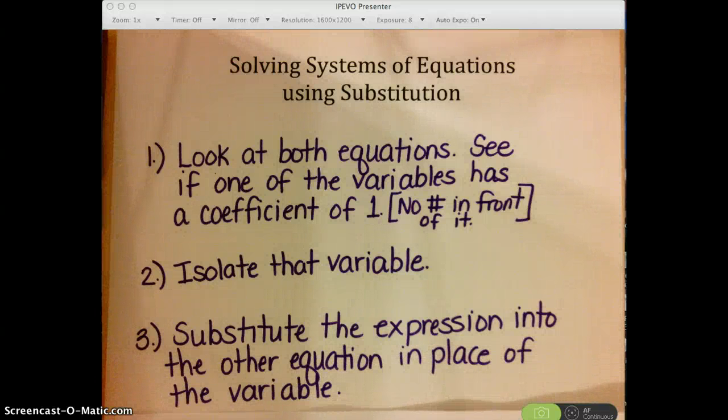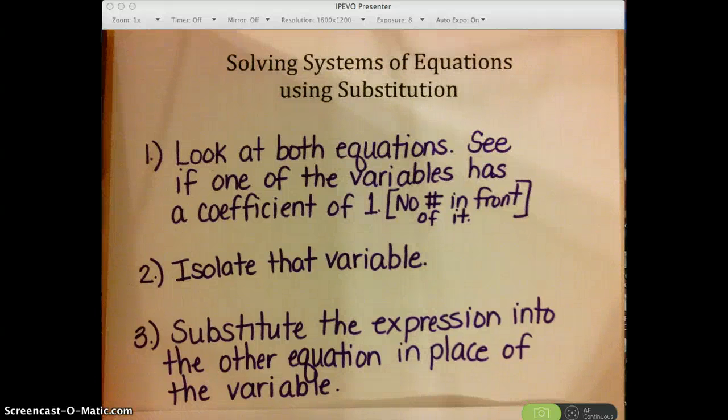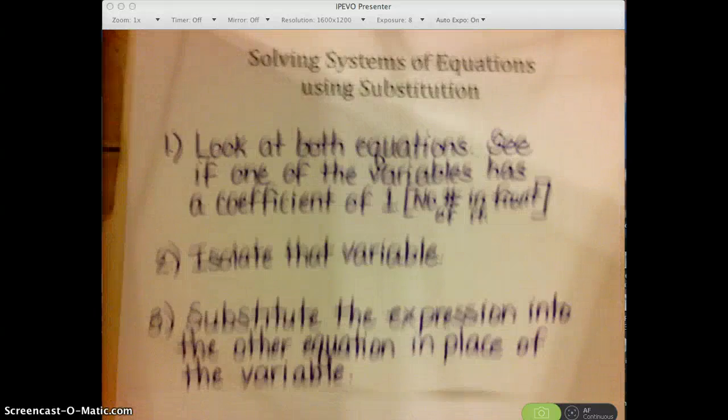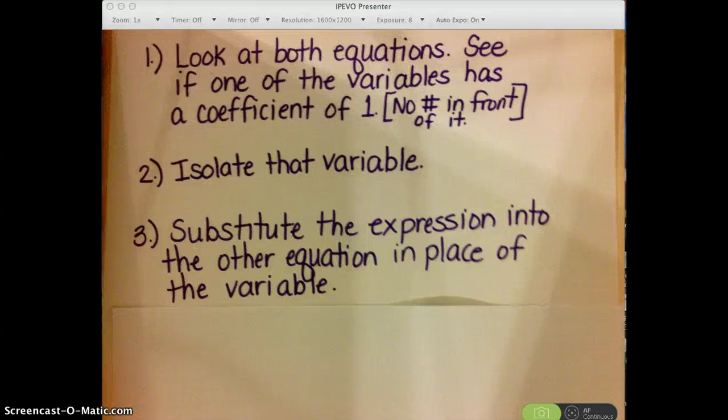Then, after we've isolated the variable, we're going to substitute the expression into the other equation in place of the variable. So if we get y equals x plus 5, then we're going to take the x plus 5 and substitute it in place of y in the other equation. And right now, I just want you to really focus on getting the steps written down. And once we have all the steps written down, then we're going to work through some problems together. And that'll make it a lot easier and more understandable for you.